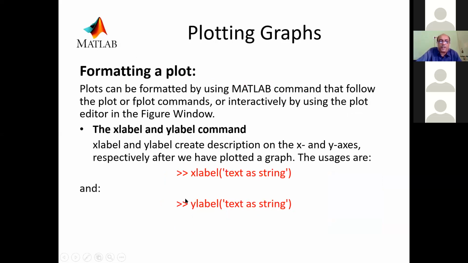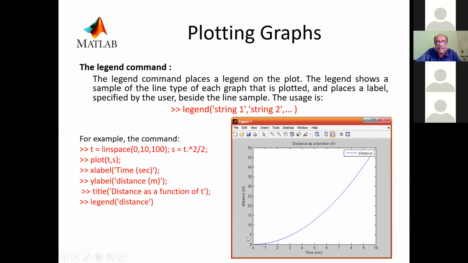How do you give the labeling? You have to go for an X label and a Y label, and mention the title too. Here the X label is time in seconds, and the Y label is distance in meters. The title is given here. Then the legend: this line represents distance.